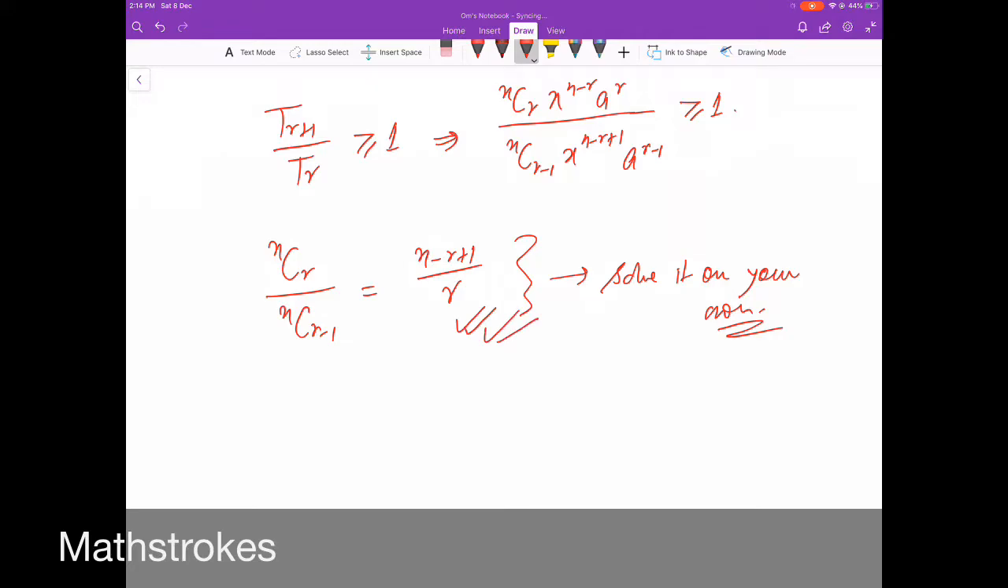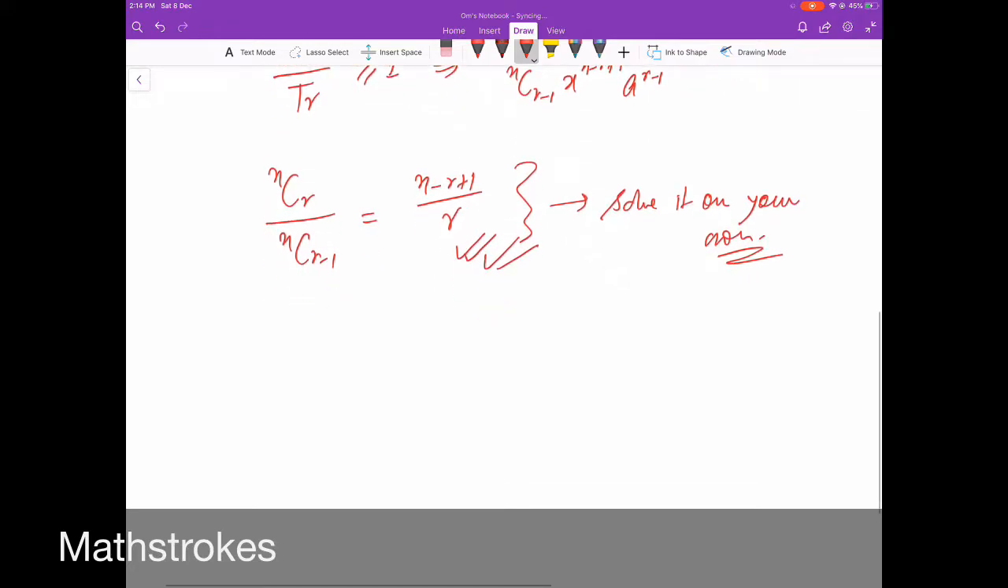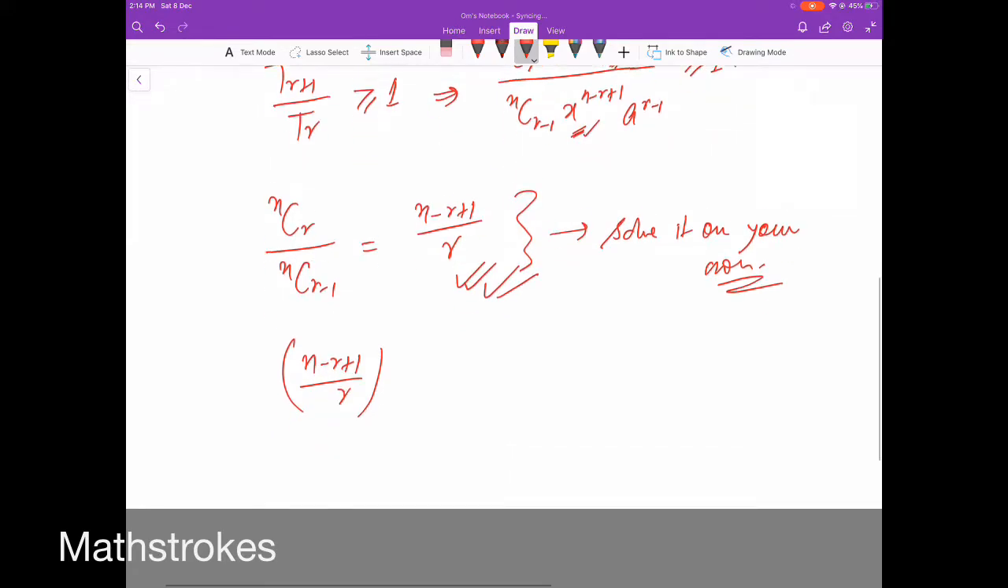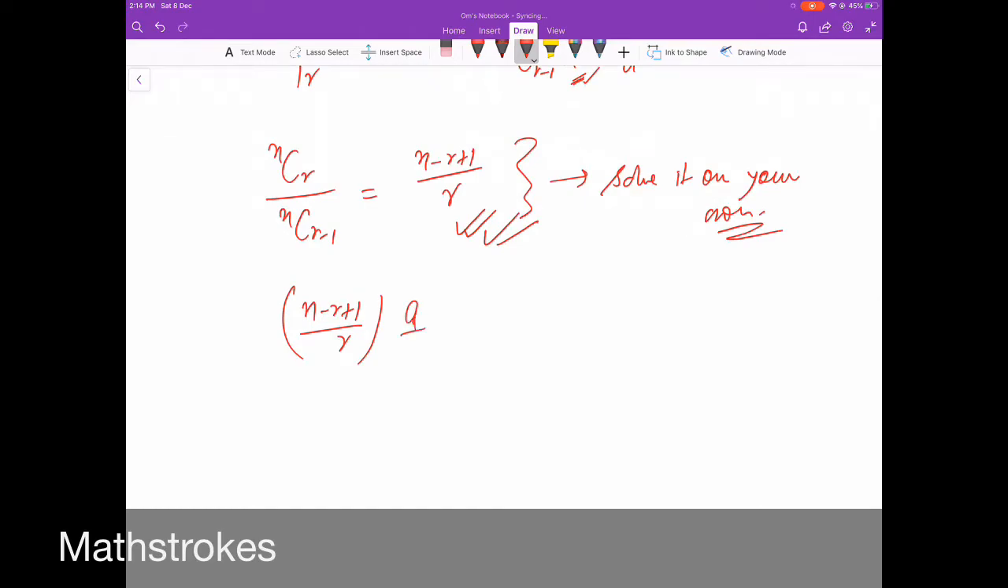Now substituting this value in the above relation, I will get (n-r+1) upon r multiplied by what we have. We will have one a left in the numerator and one x left in the denominator, because the difference of indexes is only 1. So this is a by x is greater than or equal to 1. Initially I said that I am only interested in the numerical values. I will not be considering the positive or negative signs. To avoid that situation, I am putting a mod sign over a by x.